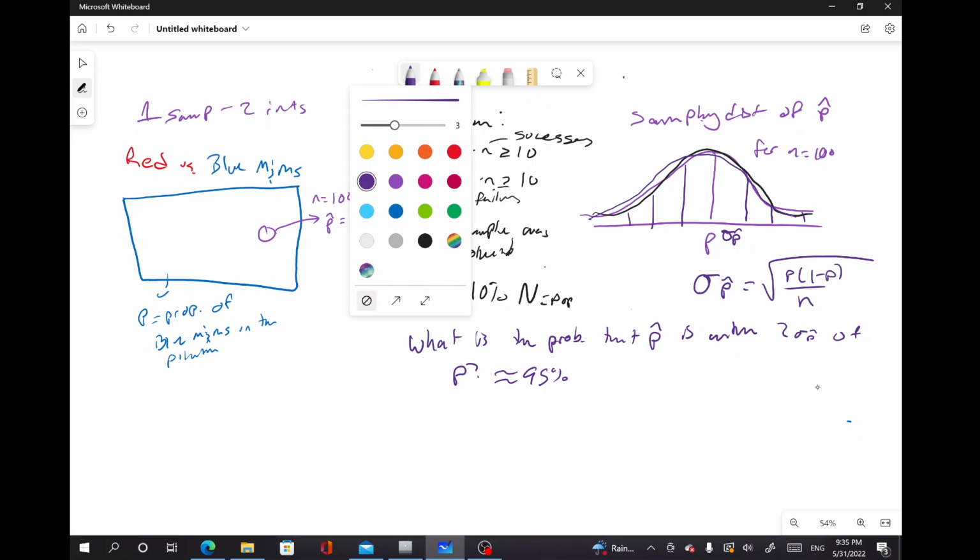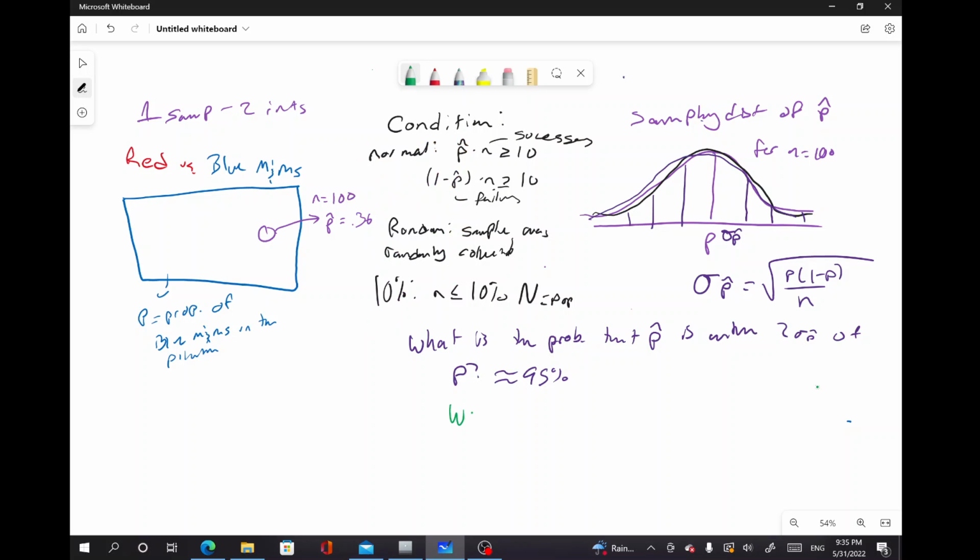So we can reconstruct this into a new statement that says we are 95% confident. This is the confidence level. You want to star this. That p is within 2 standard deviations of p hat. And we can just switch these two terms, p and p hat, because we don't know p, and so we're going to try and infer where p is based on what we know.